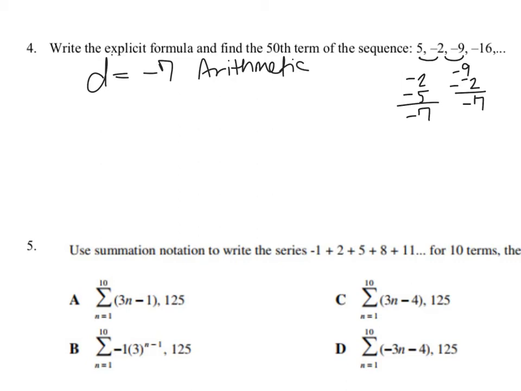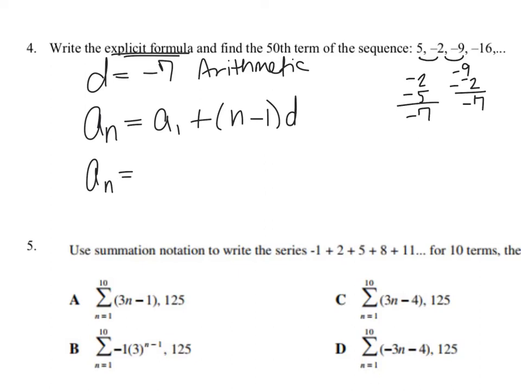Now, because it says explicit formula, you're going to go to your reference sheet and write this formula down. And they want the formula first, so a_n equals a_1, which is 5, plus (n minus 1), which is staying here, and then d, -7. Please put parentheses around this.